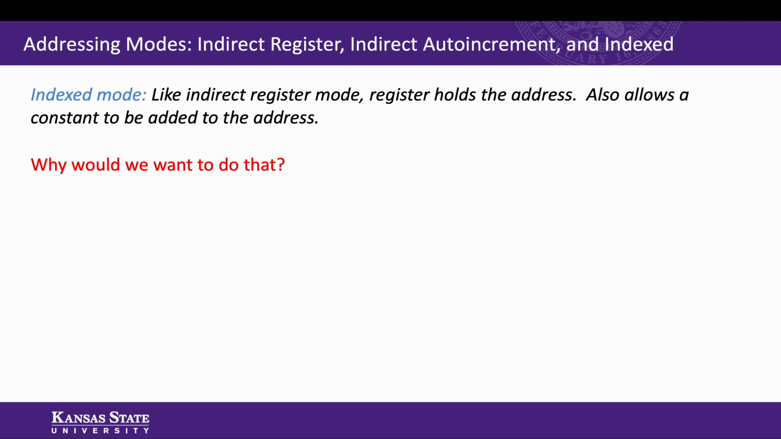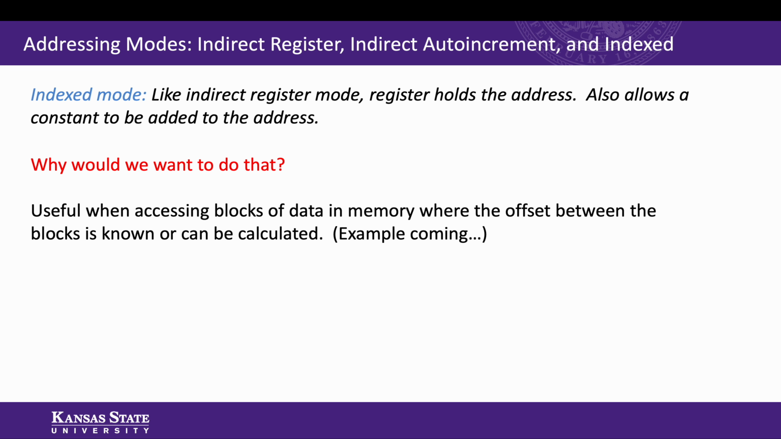All right. So like I said, this allows a constant to be added to the address. Why would we want to do that? That's useful when we want to access blocks of data in memory, where the offset between the blocks is known or can be calculated. So maybe we have two blocks of data, and we know the offset between those two blocks. That's when we would want to use indexed mode. So let's take a look at that.